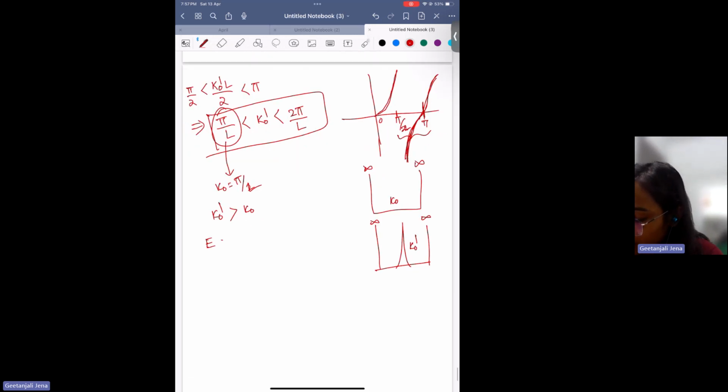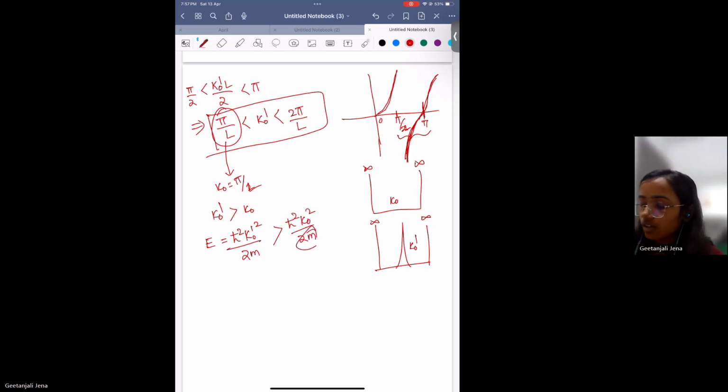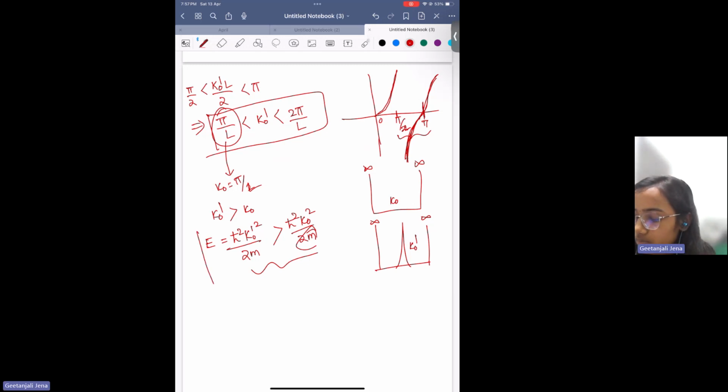That means the energy, which is h bar square k0 prime square by 2m, for the ground state is greater than h bar square k0 square by 2m. So this is telling us that if we add a repulsive potential in the center, then the energy of the ground state increases. Okay, so the effect on the energy is that the energy will increase.